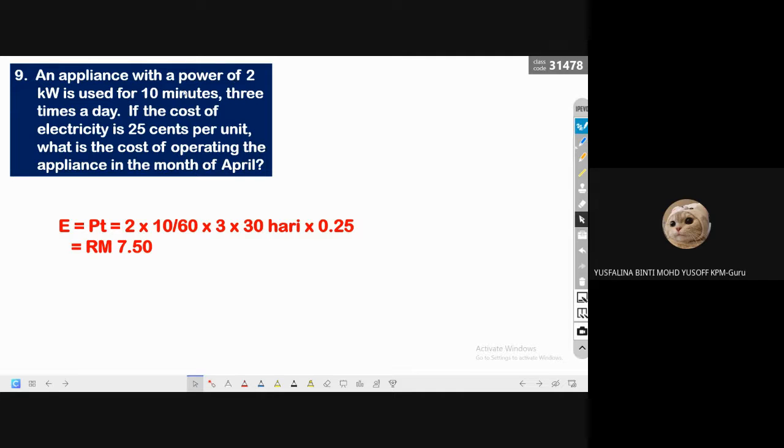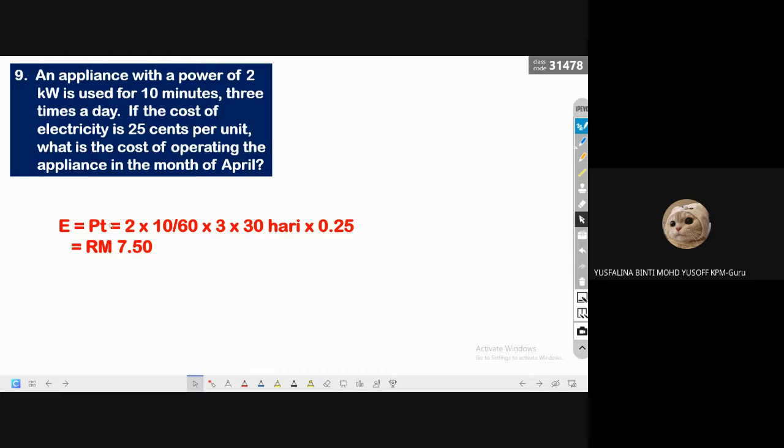2 kilowatt in 10 minutes for once. So it's actually like 30 minutes, right? So 10 over 60 times 3, because 3 times per day. Then how many days? For 1 month, April has 30 days. So 30 days, then times 0.25. Why not 25? If you put 25, that means 25 ringgit. So 25 cents means 0.25. Don't put this one wrong. Change it to the same unit, and then you get the answer.